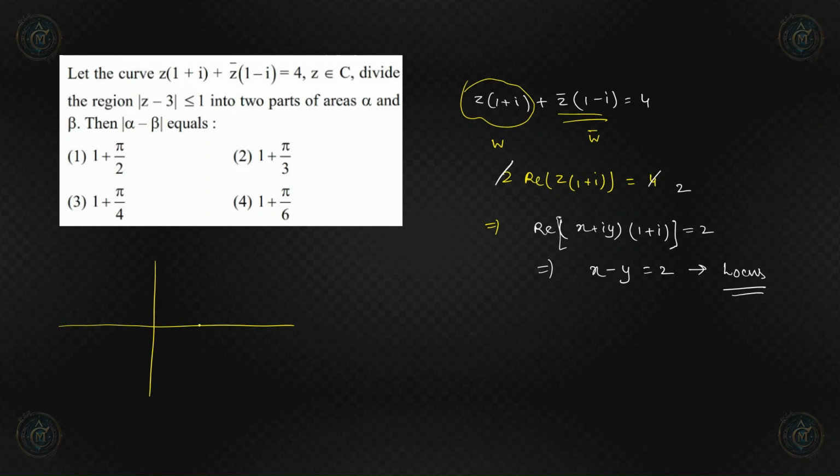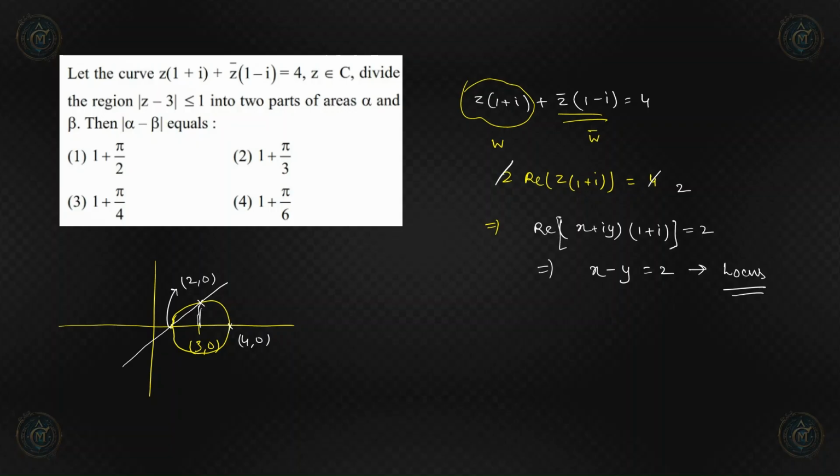So we have this closed circular disc of radius 1 centered at (3, 0). So we can say this point here will be our (2, 0) and this point here will be (4, 0). And this line x minus y equals 2 will pass through this (2, 0). This will intersect the circle somewhere here, and this point is vertically above this center. So if we join this, it becomes a right angle triangle.